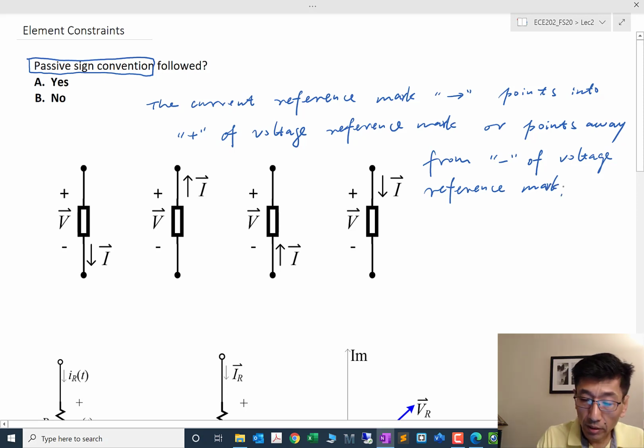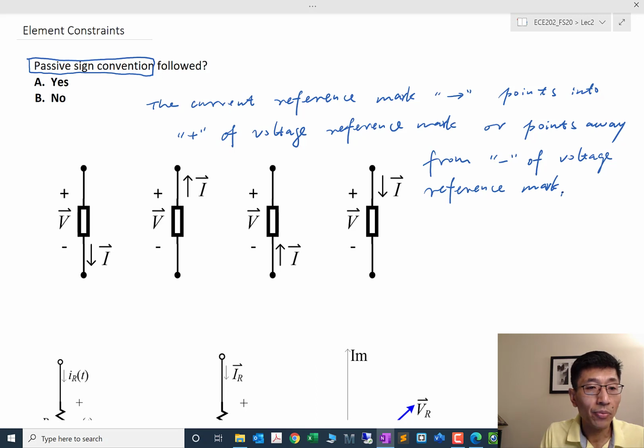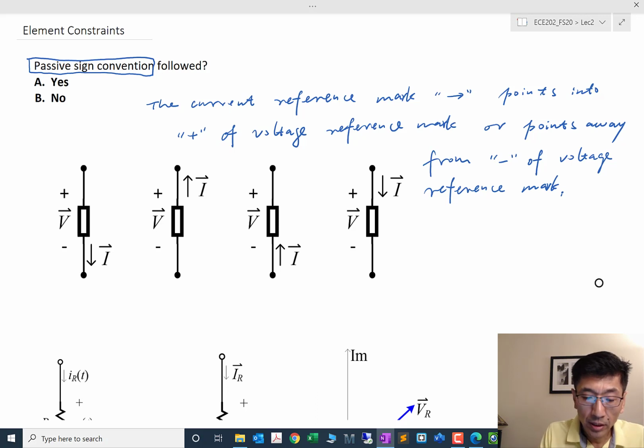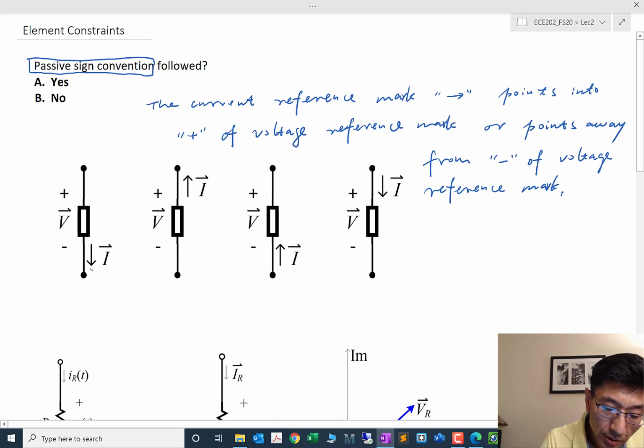Right. So let's see, I drew a few. I used to poll my class with a clicker when we had in-person instruction, but now we don't have that luxury anymore. So in this case, I have an element that could be a resistance, inductance, capacitance, whatever. In the first one here, we have this arrow pointing away from the negative sign. This looks like we are following the passive sign convention for this one, right?